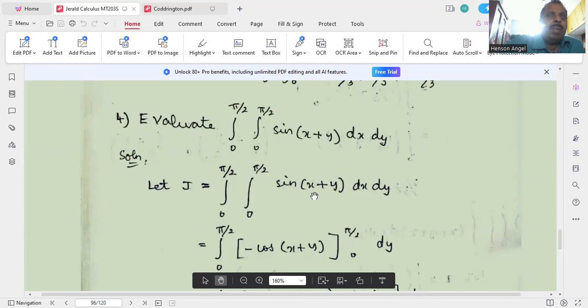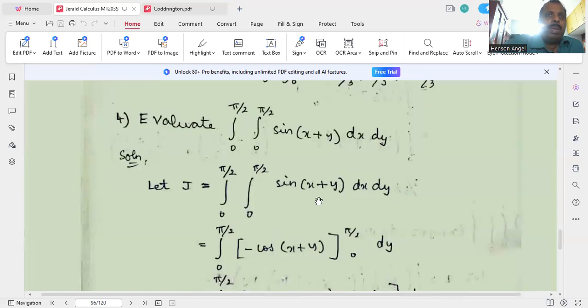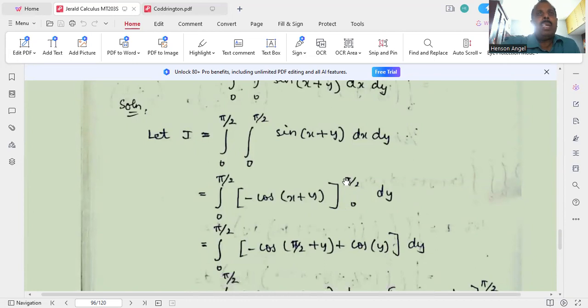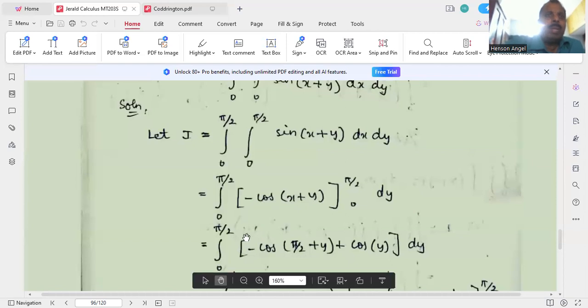So if you integrate sin of x plus y with respect to x, we get minus cos of x plus y with the limit 0 to pi by 2. So here we have dy. So we have integrated this sin of x plus y with respect to x, and we get this result. Now we have to apply the limits, upper limit pi by 2, lower limit 0 for x. So that is minus cos of pi by 2 plus y, then minus of minus, plus lower limit 0, so cos of 0 plus y, cos y into dy.